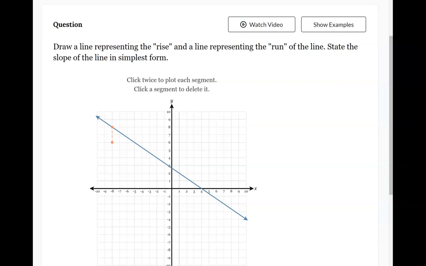Now I'm going to click on that point again, but this time I'm going to move 3 boxes to the right. So I noted that I had a rise of down 2 and a run of +3. That makes my slope -2 over +3.